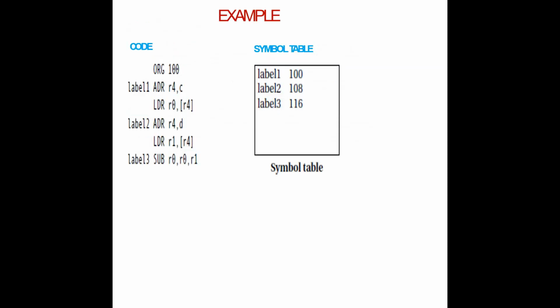So this is the code and the symbol table for example. This code is used to load and store the data by subtracting the data R0 and R0, R1. On the right side you can see the corresponding symbol table for label 1, label 2 and label 3.